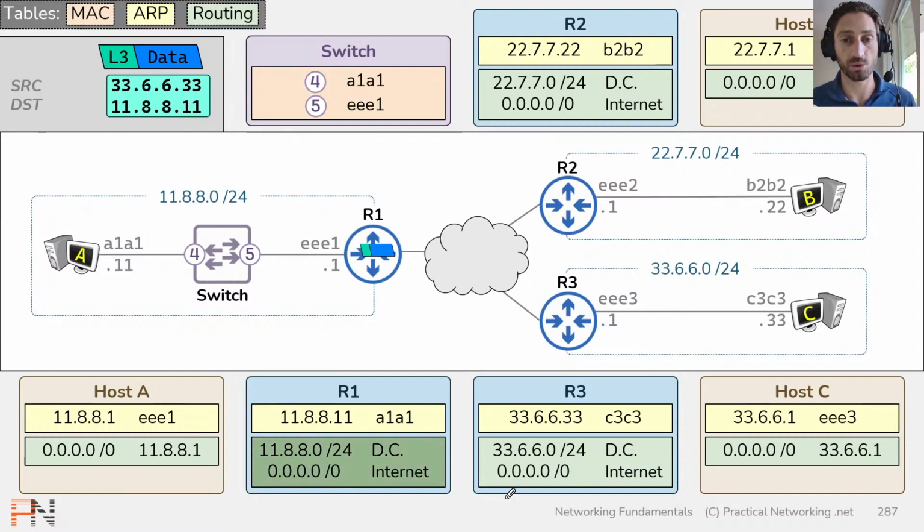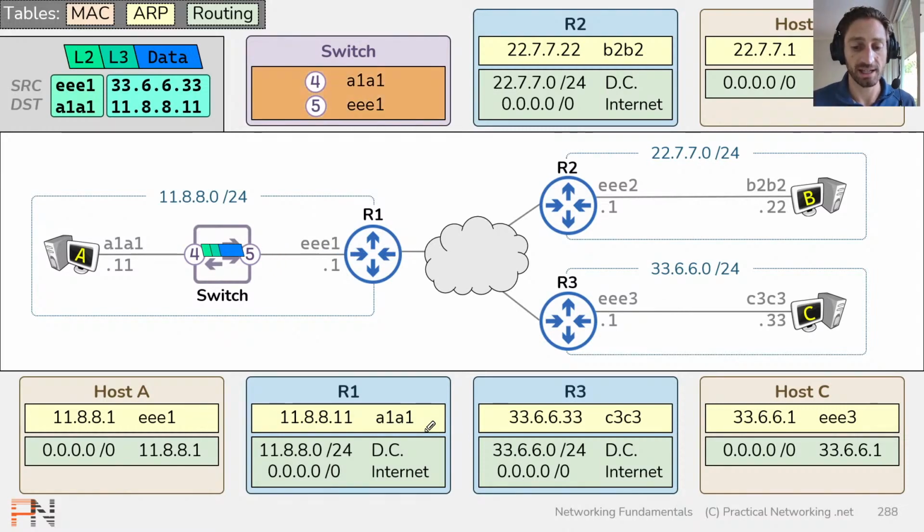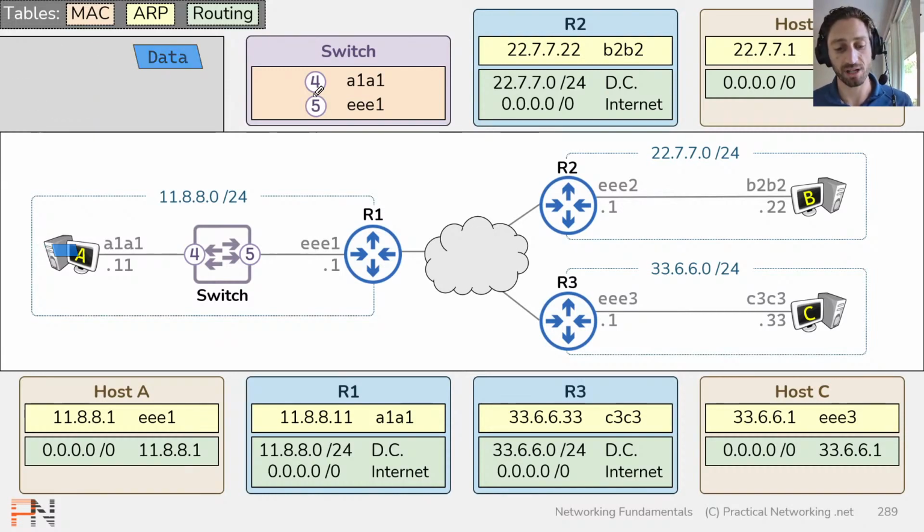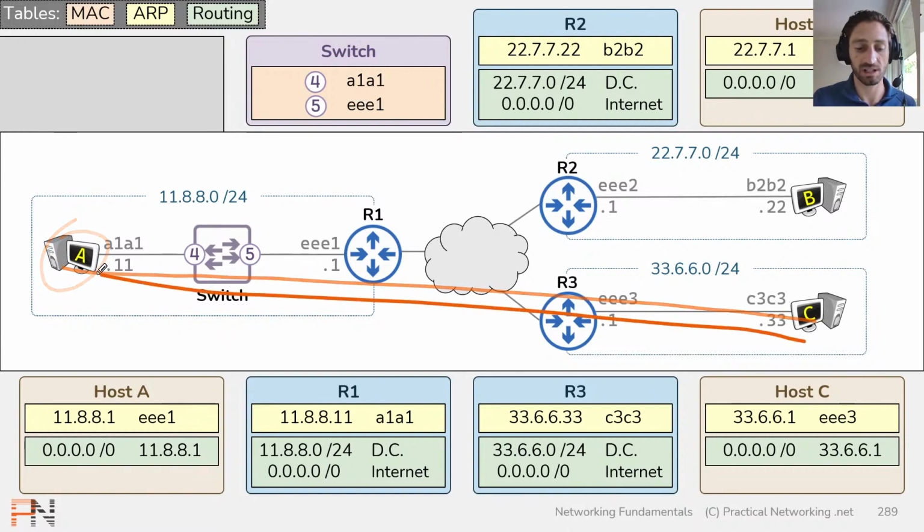Router 1 will take a look at its routing table to determine that this particular destination IP address is directly connected to router 1. And so then router 1 will look at its ARP cache to determine that the layer 2 destination for the IP address 11.8.8.11 should be A1A1. And since it already has that information, it can simply create the layer 2 header and pass that packet along. It'll arrive on the switch. Again, the switch will refresh its MAC address table for port 5, and the switch will consult the MAC address table to determine that this frame should be sent out port 4, where it'll get put back onto the wire. And finally, host A will strip the layer 2 header, strip the layer 3 header, and process the data. And that is what would happen in order to get something from host A to host C and back.